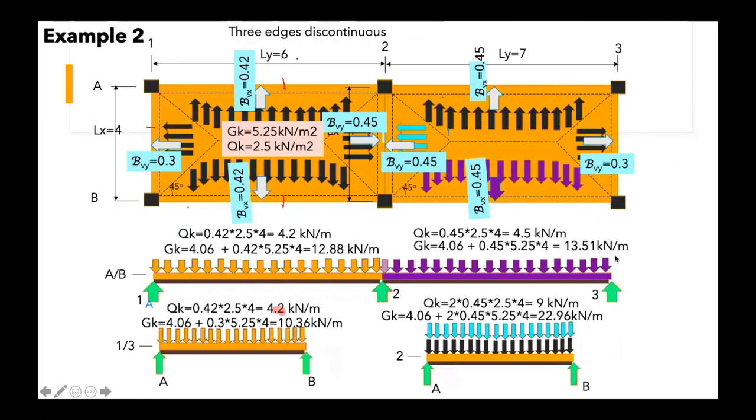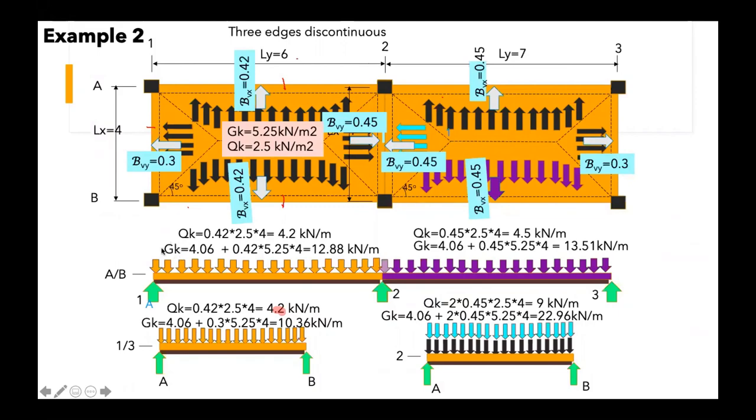Now, let's see this example, how we calculate the load, the action on the beam. We have identified the formula just now. Now we calculate the real action on the beam. Okay. QK is variable load. We have the formula just now, beta Vx and Lx. So for the QK, we have 0.42 times its value of variable load times Lx, Lx is 4. So you got 4.2.